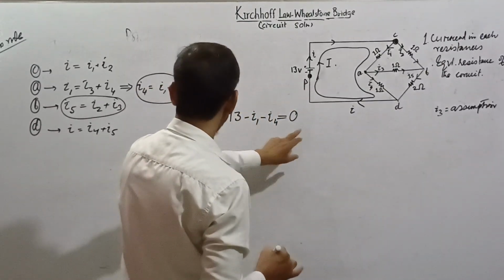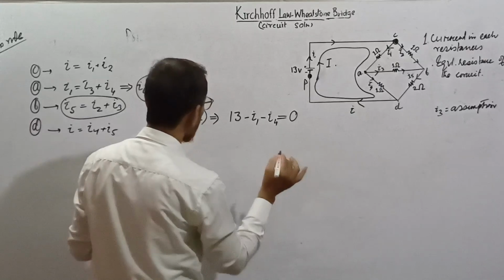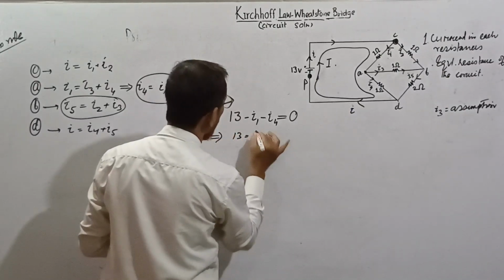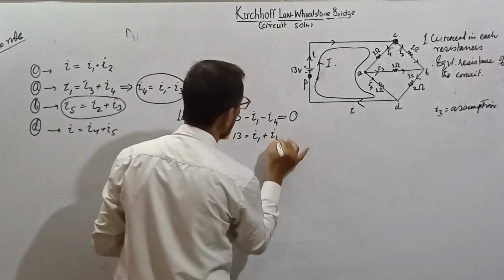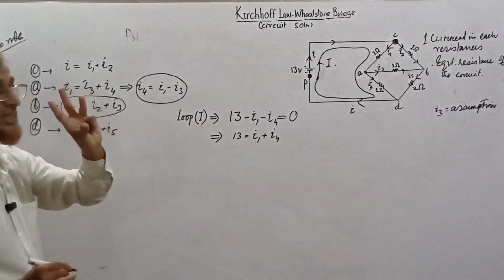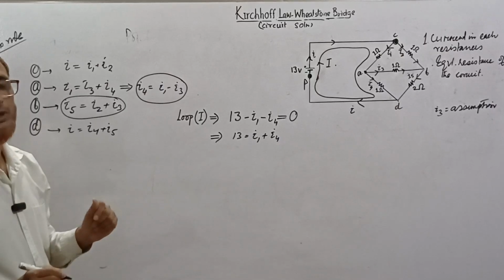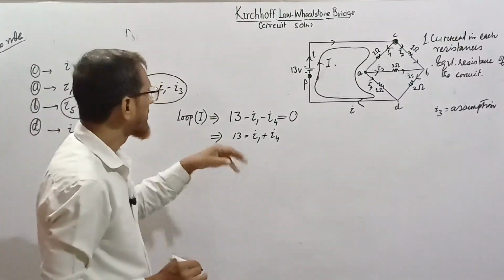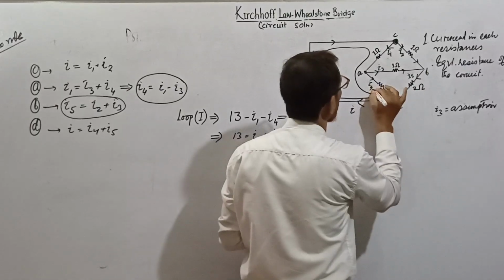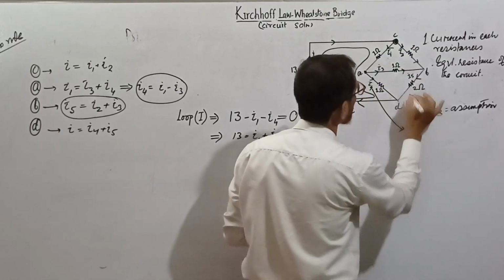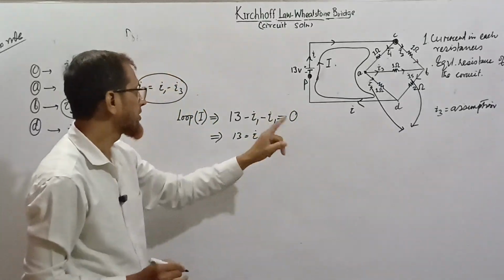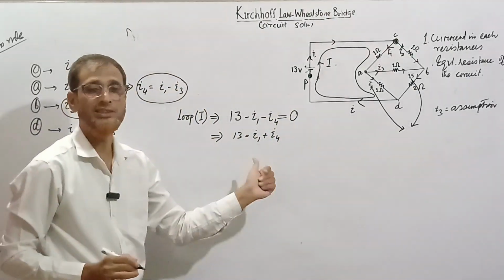So this is the first loop, loop 1. From this loop you will do one thing: I3 is equal to I1 plus I4. We need to find out I1, I2 and I3. Am I right? Three unknown quantities. So we will try to replace this and this. 1, 2, 3 is needed. This is our target and this is the technique.